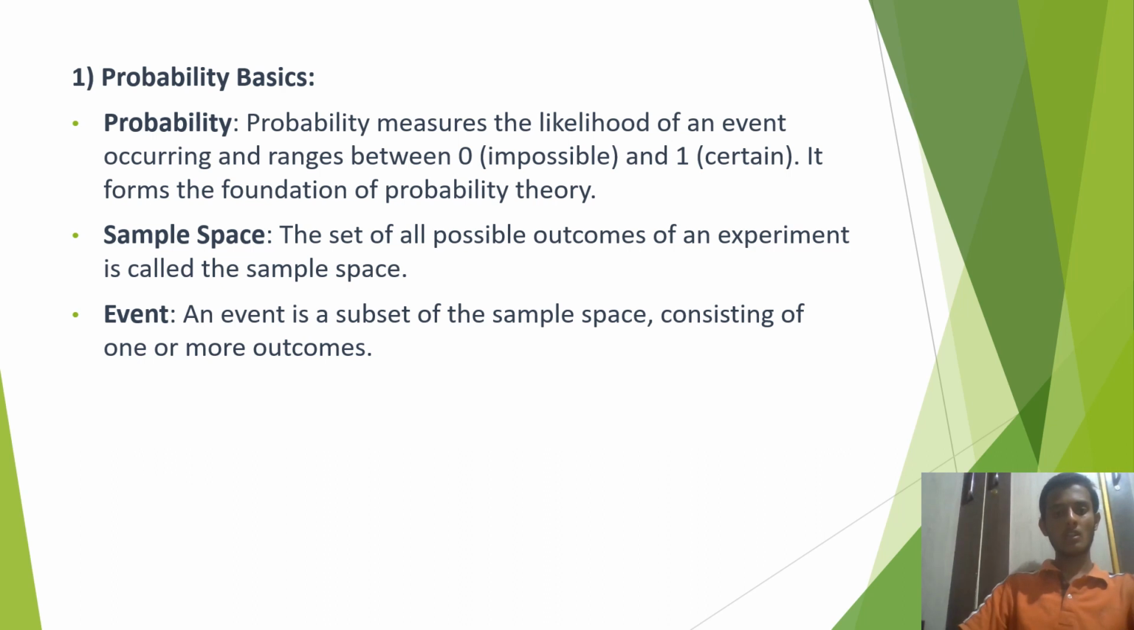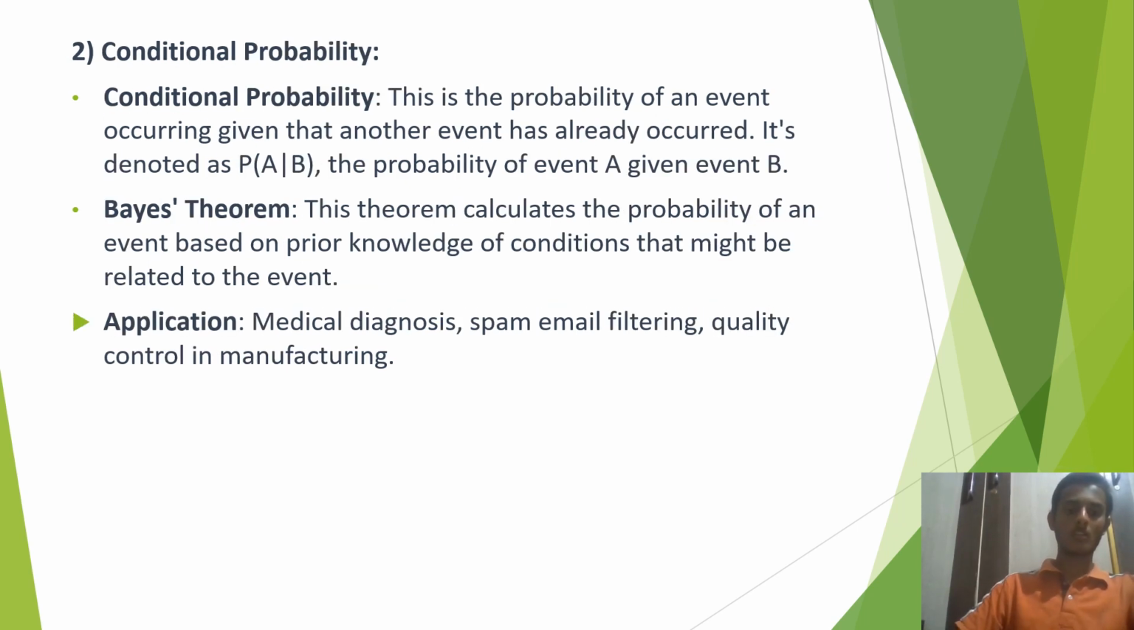Probability basics. Probability measures the likelihood of an event occurring and ranges between 0 and 1. It forms the foundation of probability theorem. Sample space: the set of all possible outcomes of an experiment is called the sample space. Events: an event is a subset of a sample space consisting of one or more outcomes.